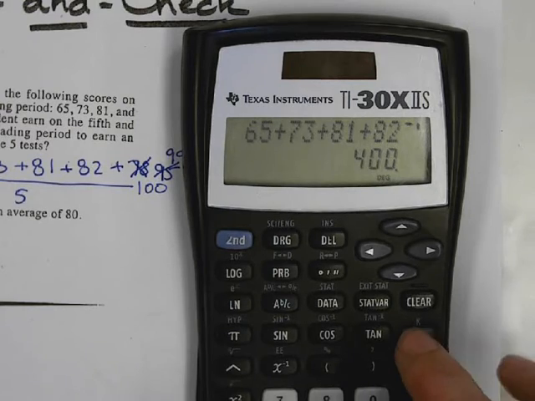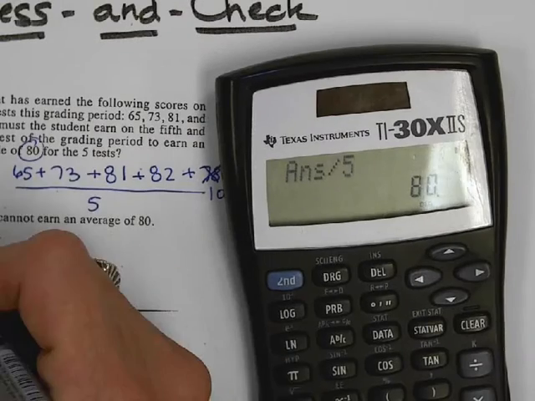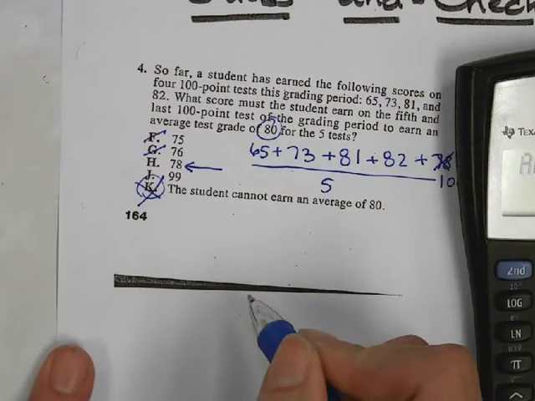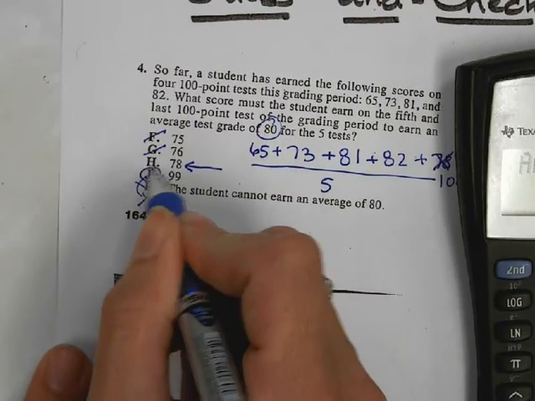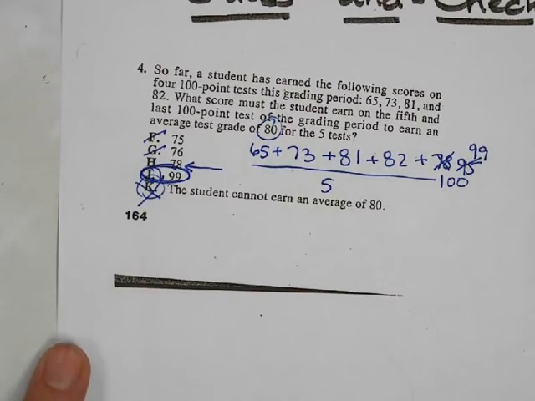I'm going to obviously divide by 5, and I hit it. I got 80. So incorrect. I did this incorrectly. We're going to choose J, 99. Alright, we can make it there.